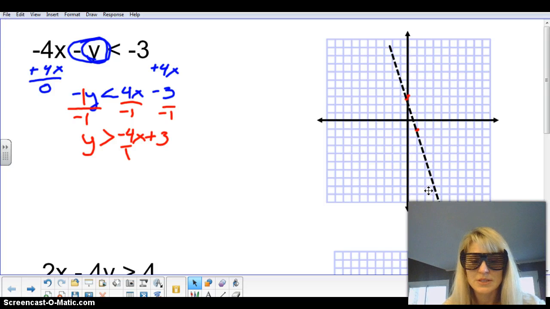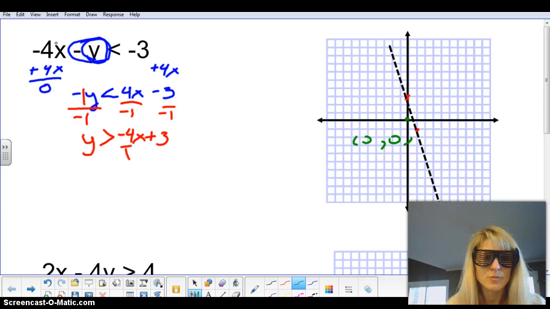And so then we want to do our test point. Like we've mentioned before, the 0, 0 is a great number because it's easy math. So I can plug it in up here or down here. A lot of times it's a lot easier to plug in up here. So if I do negative 4 times 0, minus 0 is less than negative 3.